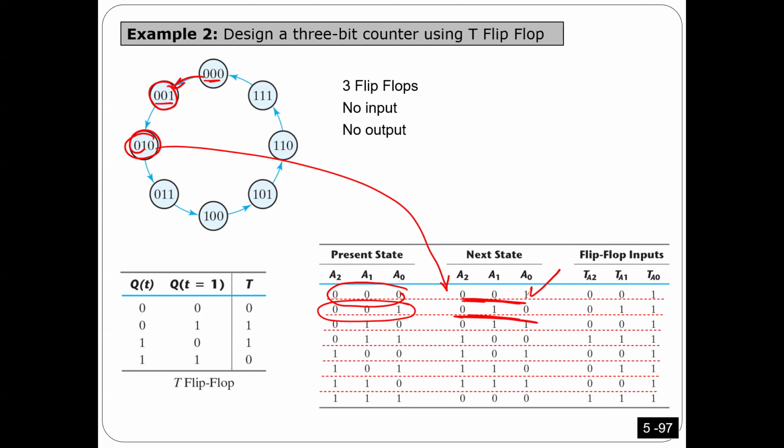Same thing here. If I have number 2, then I will get number 3. If I have 3, I get 4. If I have 4, the next one is 5. If I get 5, next one is 6. If I have 6, next one is 7. If I have 7, next one is 0. Make sense? Any question here?